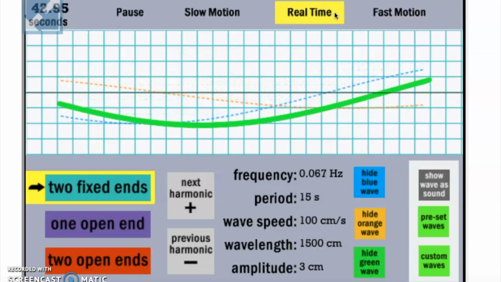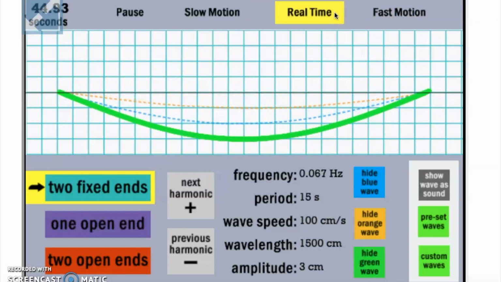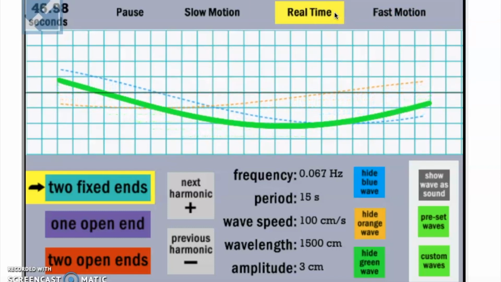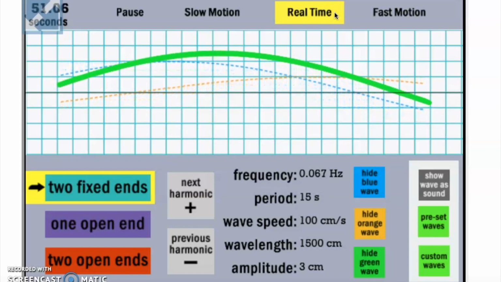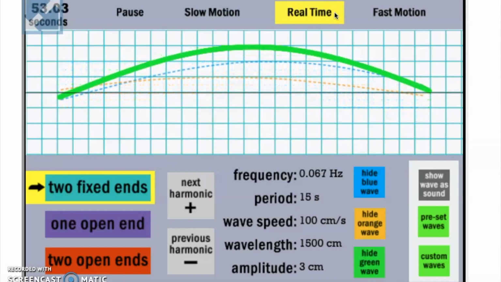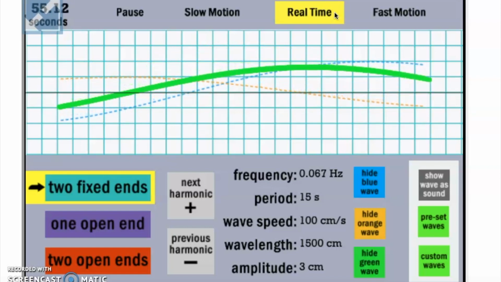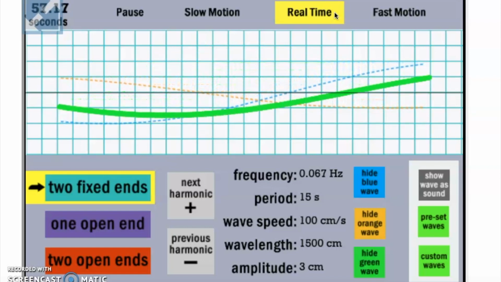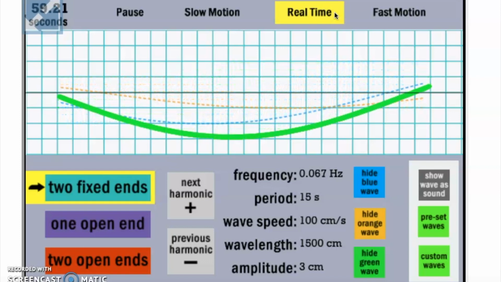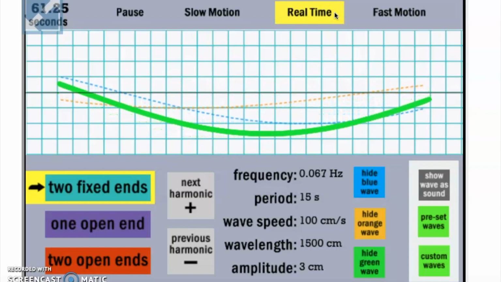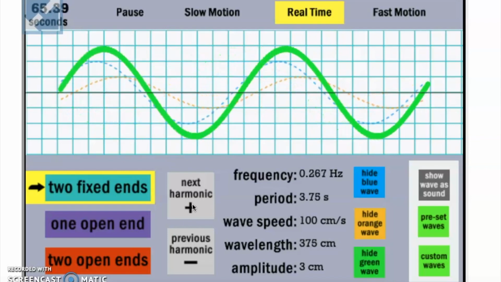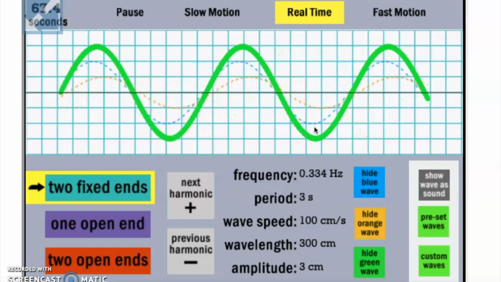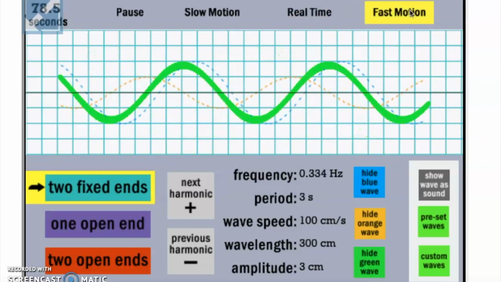Now, you'll see in the background that there's a blue wave and an orange wave, and this represents the two waves that are interfering with each other. You could imagine that one of those waves was heading towards the right, and then it hits a boundary, and then the other wave is that reflected wave coming back from the boundary. And you can see as I hit the next harmonics, you can start to see some patterns in standing waves. I'm going to change this to fast motion.